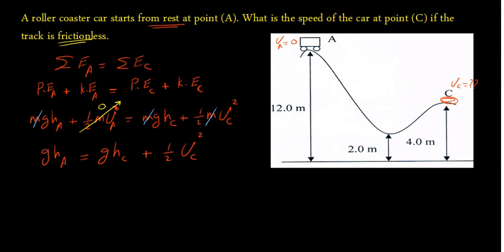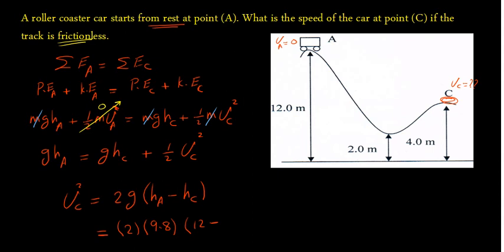With a simple arrangement of this equation, the velocity at C squared will be 2 times g, taking g as a common factor, times the height at A minus the height at C. Let's place values. It's 9.8. The height at A is 12 meters. The height at C is already given, it's 4 meters.